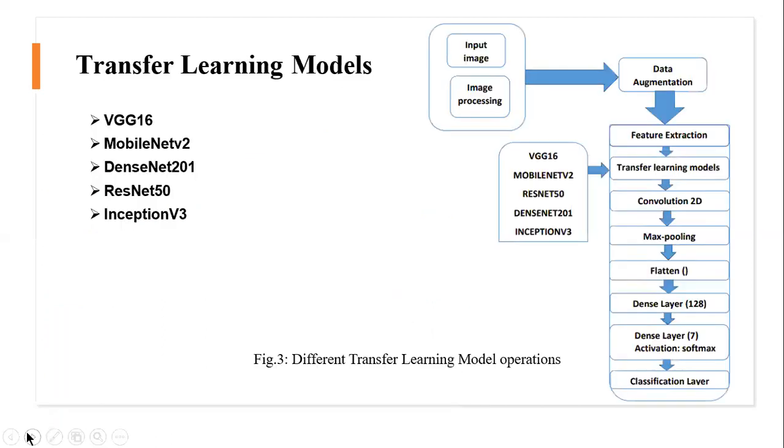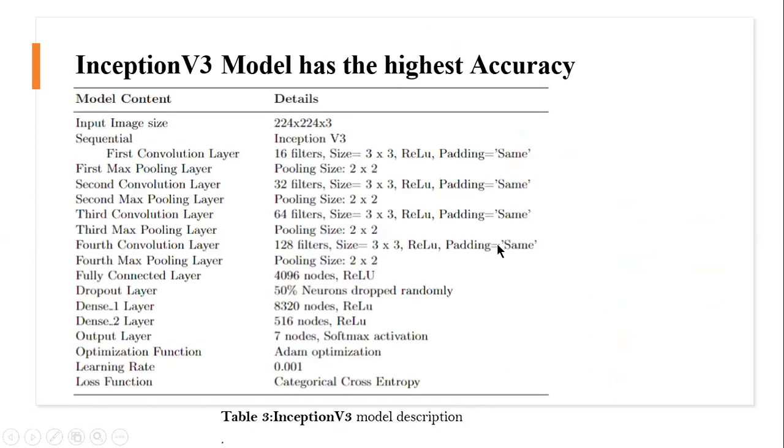This is our transfer learning models. We have used 5 pre-trained transfer learning models, which are VGG16, MobileNet version 2, DenseNet 201, ResNet 50, and Inception V3. After that, we use some additional layers. This is our Inception V3 model, which has the highest accuracy. The input size is 224×224×3, followed by a sequence of some convolution layers, some dense layers, some dropout layers, and finally an output layer with 7 nodes. The optimization function we use is Adam, the learning rate is 0.01, and the loss function is categorical cross entropy.